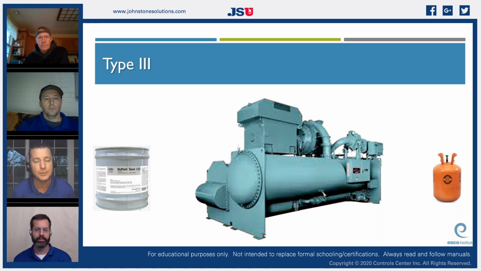Another thing that is easy to misunderstand is our Type 1, Type 2, and Type 3 licenses. A lot of people look at Type 1 as small appliances, Type 2 as residential, and Type 3 as commercial. It's really not laid out that way. Type 1 is absolutely small appliances: 5 pounds and under on a system sealed from the factory, so it doesn't have service valves or service fittings on it.